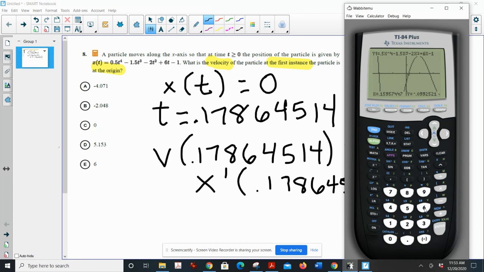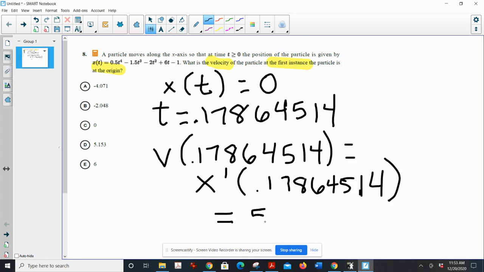Now it's going to show you all this junk, but you want to enter the point, 0.178, and I'm going to enter in all those decimal places so that I get as little rounding as possible. And what this is calculating is the derivative at that time. And I get 5.153. Which looks to be choice D.